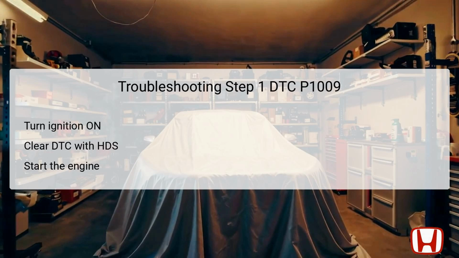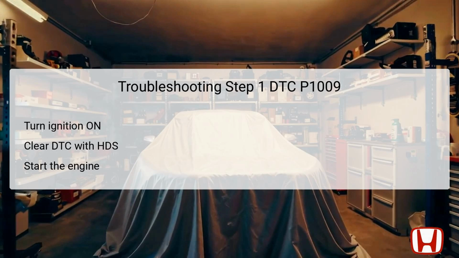To start troubleshooting DTC P1009, first, turn the ignition switch to the on position. This step powers the vehicle's electrical systems without starting the engine, allowing the diagnostic tool to communicate with the engine control module. Next, clear the diagnostic trouble code, DTC, using the HDS, Honda Diagnostic System. This action resets the system and allows you to check for new codes without old data interfering.